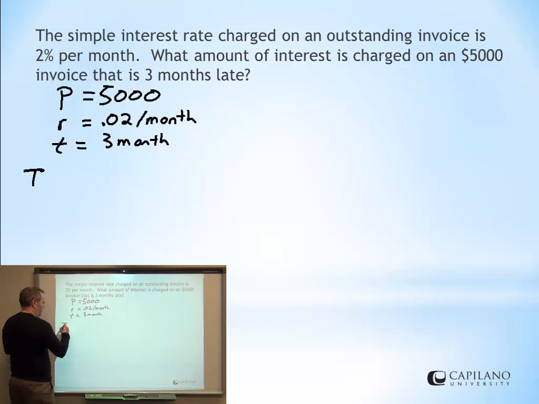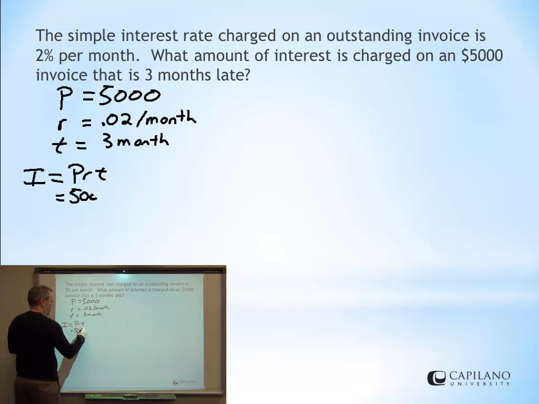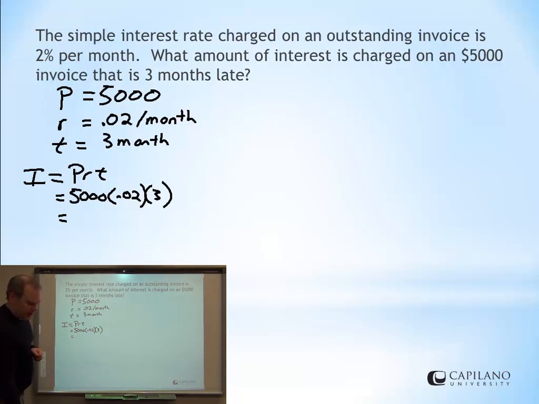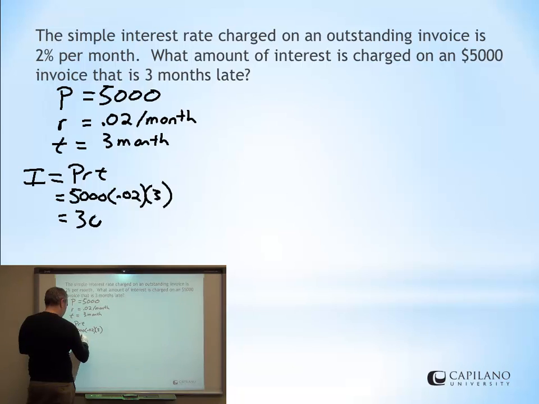So we get interest amount is equal to PRT, which is equal to 5,000 times 0.02 times 3, and we have an interest amount of $300.